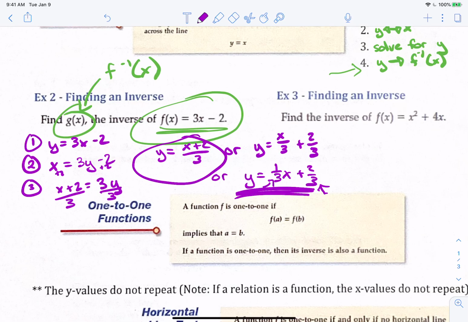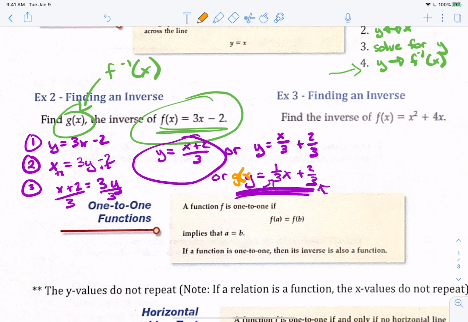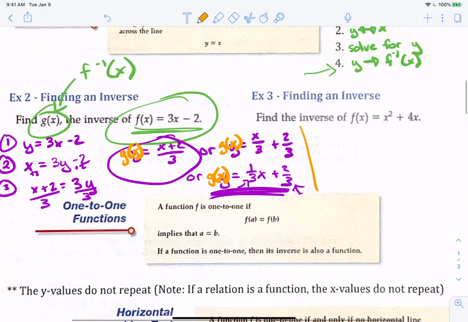Okay. Now, we want to call this not y, but we want to call this guy g of x. So I'm just going to call him g of x. If they don't tell you what to name it, it's f inverse of x, right? But they said we're going to call it g of x. G of x is the inverse of f of x. So that's what we're going to name it. Does that make sense? You remember this kind of somewhat from algebra 2, maybe? So is that the fourth step? Yes. That is the fourth and final step.